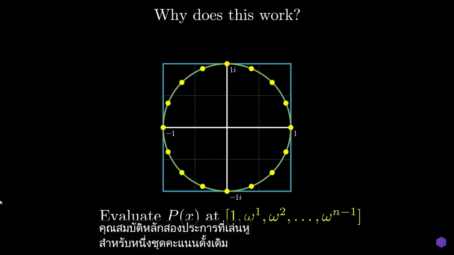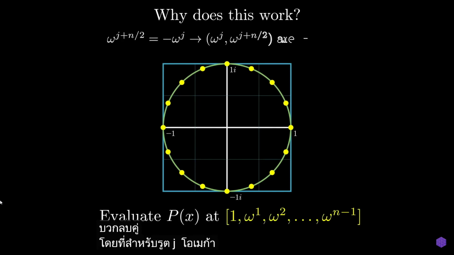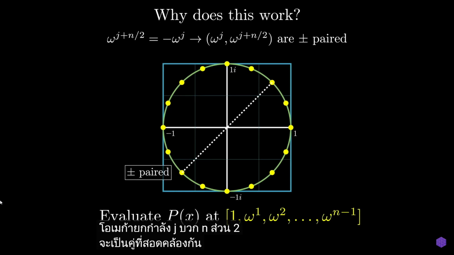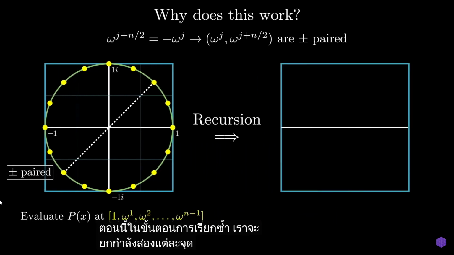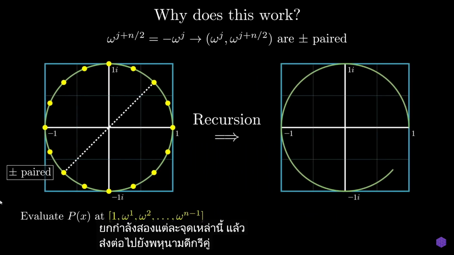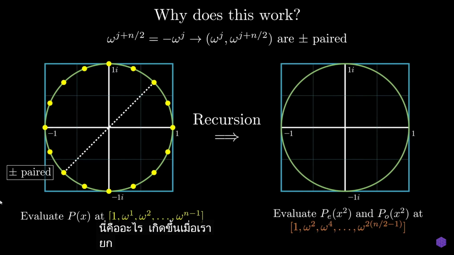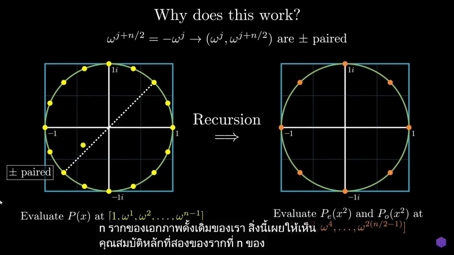For one, our original set of points are positive-negative paired, where for the jth root omega to the power of j, omega to the power of j plus n over 2 is going to be the corresponding pair. Now, in our recursive step, we will be squaring each of these points and passing them on to the even and odd degree polynomials. This is what happens when we square our original n roots of unity. This reveals the second key property of the nth roots of unity.